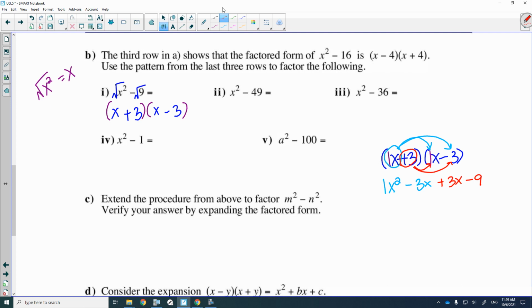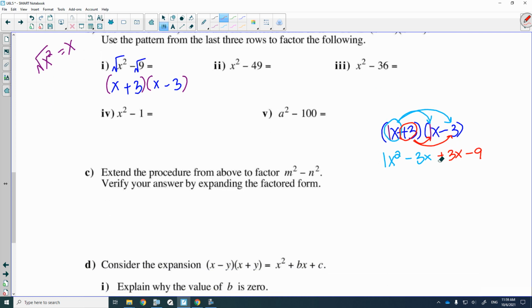What do you notice when you have a positive and a negative? What will happen here? It'll always cancel. If you put a positive and a negative, this will always cancel. Negative 3x plus 3x is gone, and you are left with 1x squared minus 9, which is exactly what we started with. So if you make the mistake of, let's say, putting x plus 3 and x plus 3, those middle terms will not cancel, right? So it always has to be one positive, one negative.